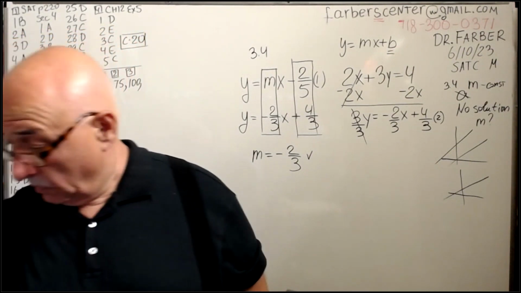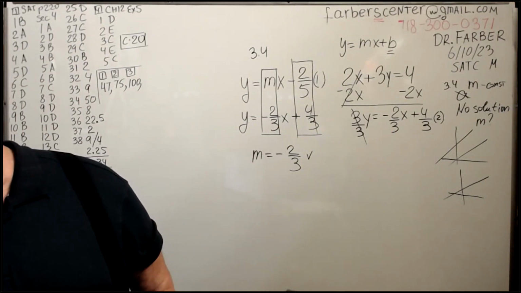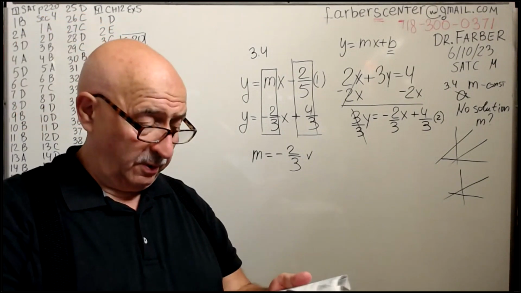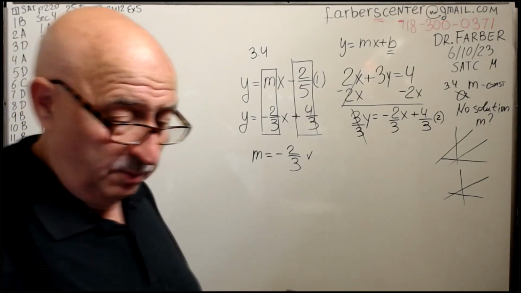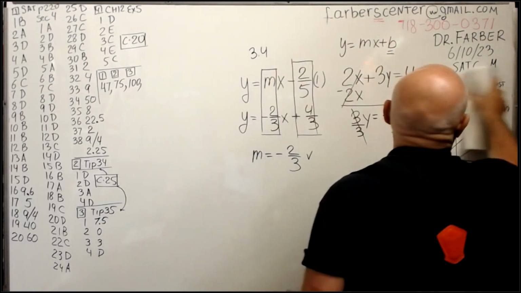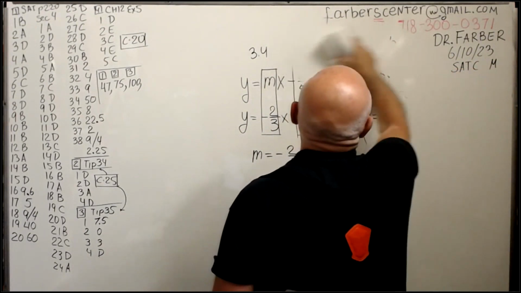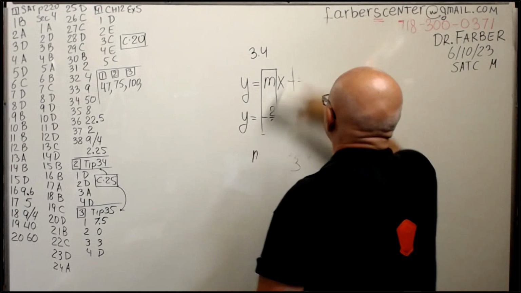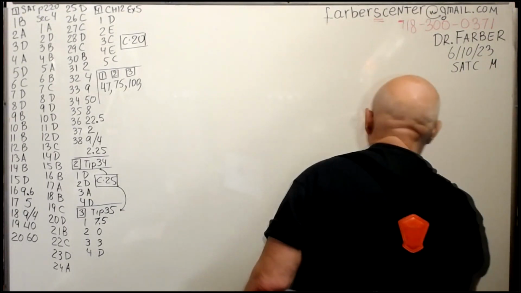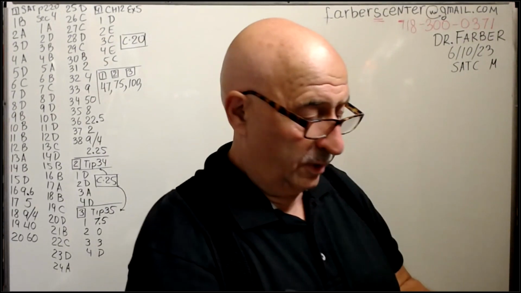Next is 3, 6. Let me find out what we have in 3, 6. My suggestion, student, make a picture. If you have a picture, usually a picture on the test is very small. This is 3, 6.